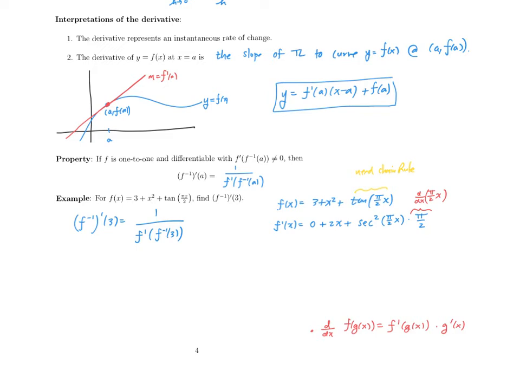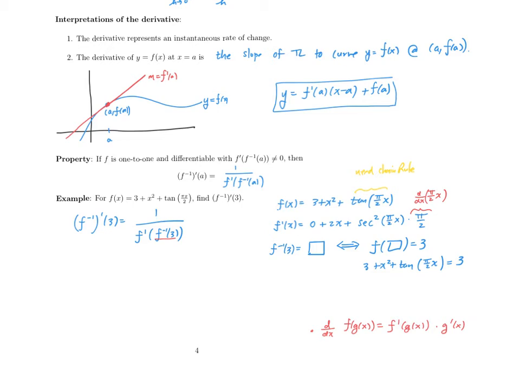What we need to determine to go along with that derivative is, what is this number, f inverse of 3? And this is very similar to some of the examples that we investigated in our previous video. f inverse of 3 is the quantity that, when substituted into the function f, gives you out 3. So the question becomes: 3 plus x squared plus tangent of pi over 2x, what input of x will give you out 3?